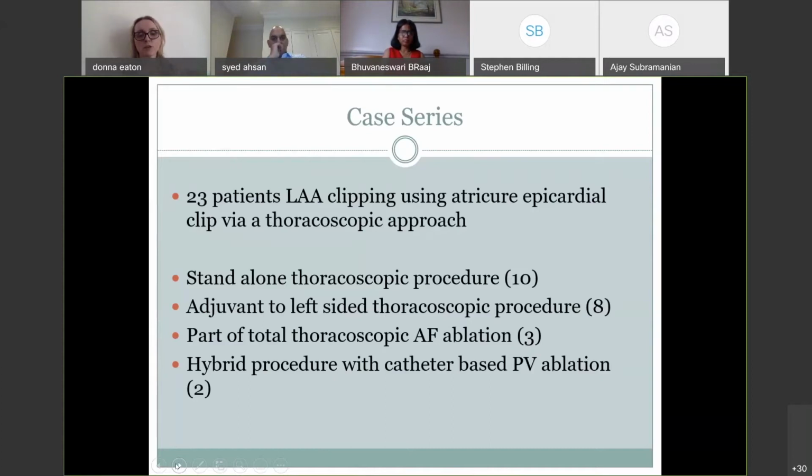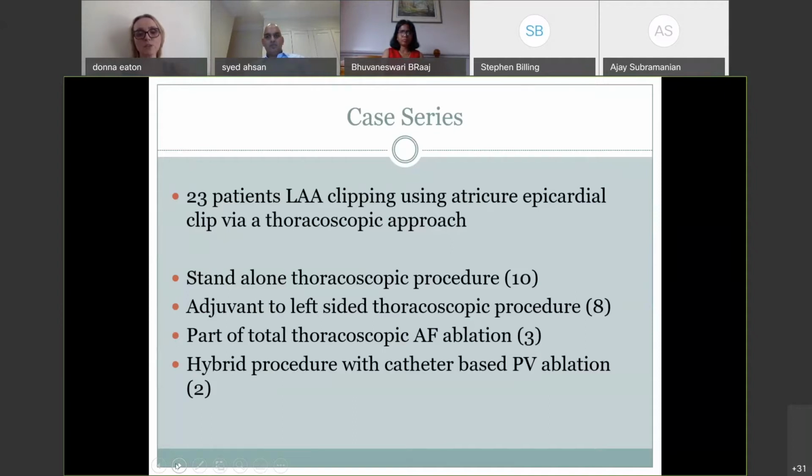The other group, which I think are probably increasing in my practice, are patients who are referred to me for a left-sided thoracoscopic procedure of another nature. And then on workup, I realised they've got atrial fibrillation. And now my practice is that in those patients, I'll put a left atrial appendage device on at the same time as they're having surgery.